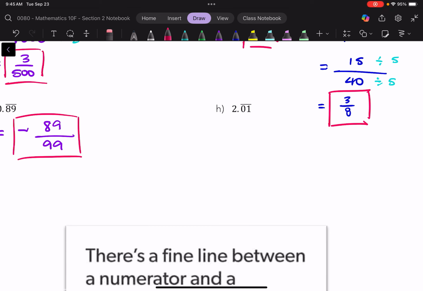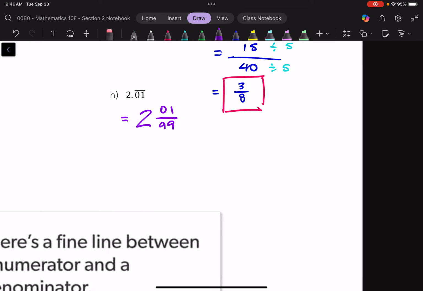Last but not least, I have, before the decimal place, a whole number that is not a 0, or an integer that is non-zero, so I'm going to do a mixed fraction first. So that 2 that was before the decimal simply becomes this 2 before the proper fraction part. Now, I know that this is a repeating decimal, so it's going to go over 9s. There are 2 digits that repeat, which means the denominator has 2 9s in it. Those 2 digits that repeat are 0, 1.